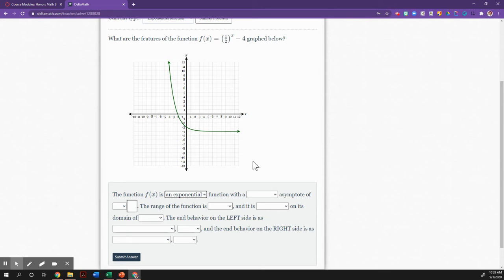See how this is decreasing. What is it decreasing and what is it getting really, really close to? It's getting really close to this line, y equals -4. And that is a horizontal line going straight across, so we're going to type in y equals -4. All right, the range of the function is what? We got a lot of different things to pick from.